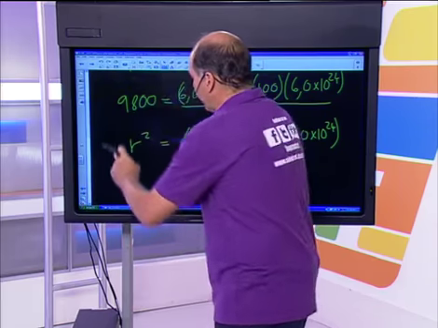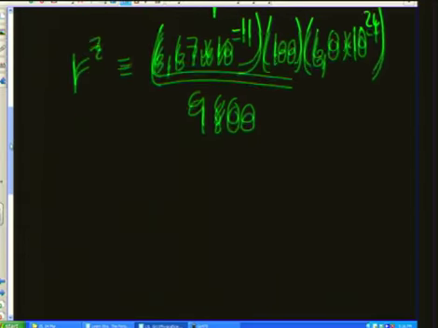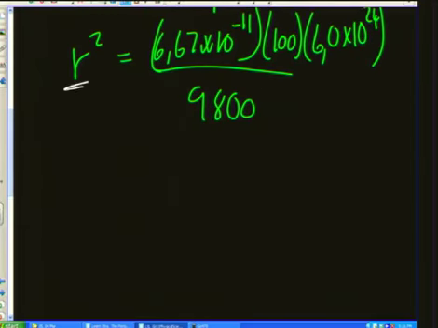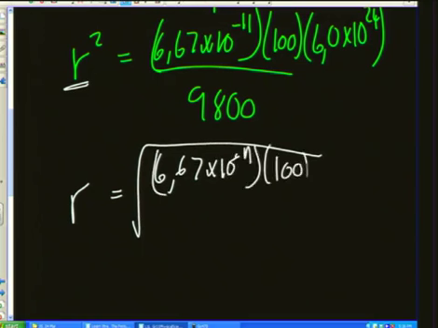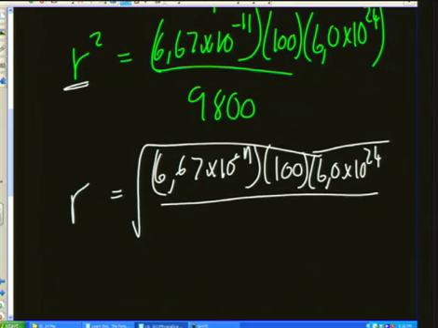Will we have the right answer then? Not quite. What have we got to do? We've got to remember that this is r squared. If I want to get r, what am I going to do? I'm going to take the square root of both sides, and I'm going to say it's the square root of 6,67 times 10 to the minus 11, times 100, times 6,0 times 10 to the 24, and that's all in the square root, and then underline it by recognizing that this is the force, which is 990.